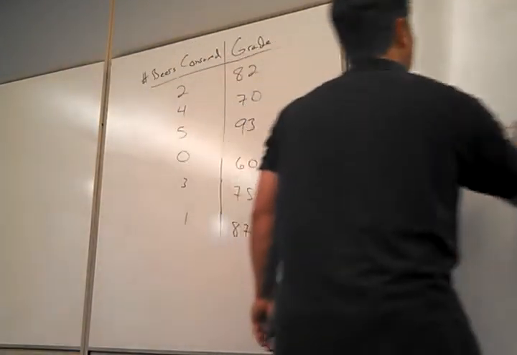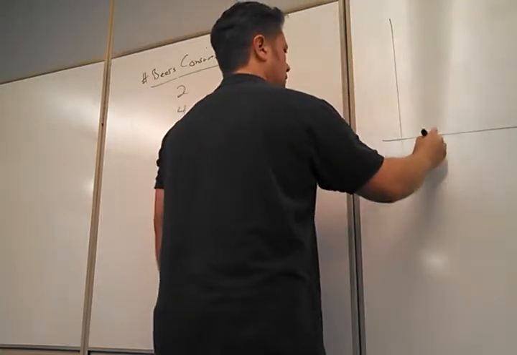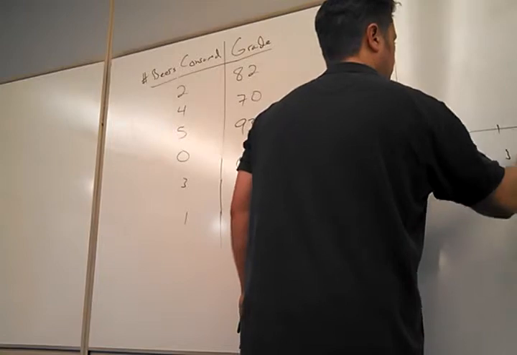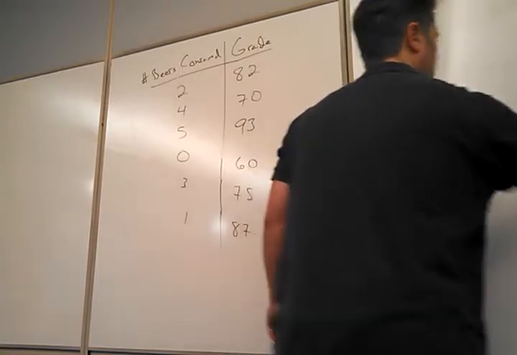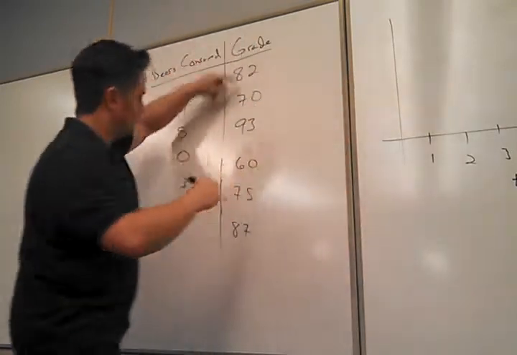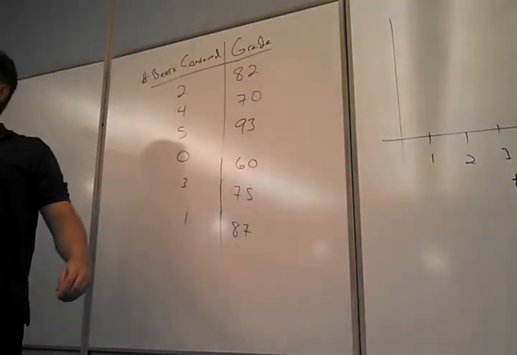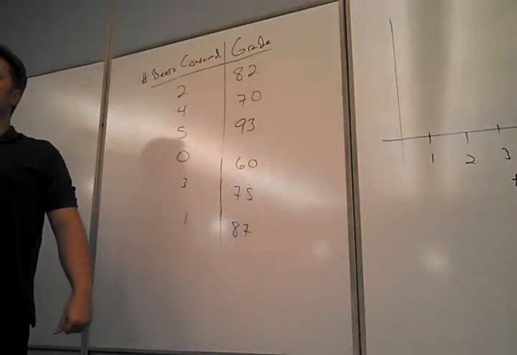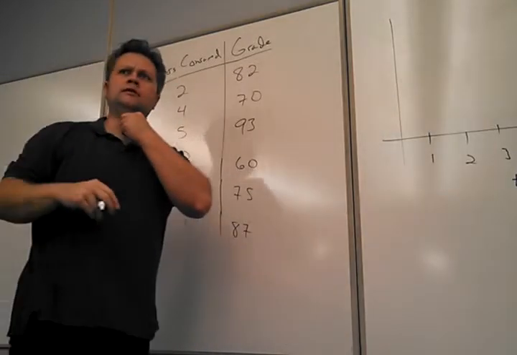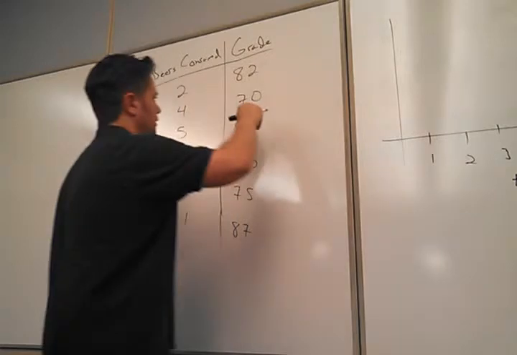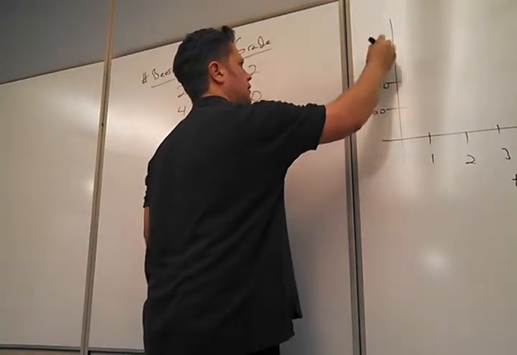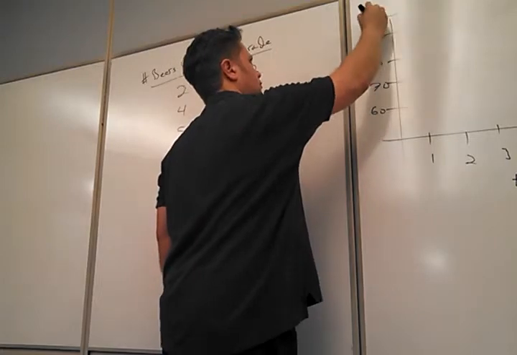So if I plot this, here this is easy. 1, 2, 3. It's easy. You can make it 4, 5. This is the number of beers. And then grade. What should my grade axis maybe be? You don't have to start at 0, but it does have to be consistent after that. Yeah, maybe start at 60, 70, 80, 90, 100. That looks good.